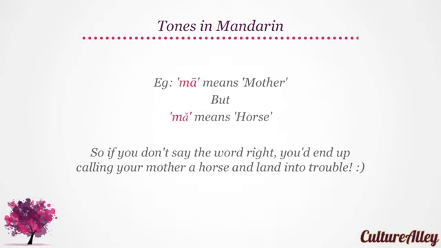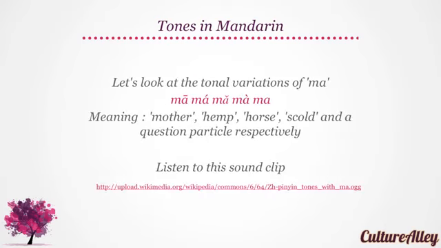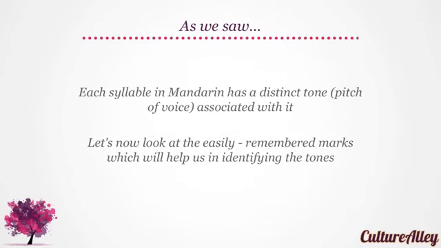Let's take an example. Ma means mother, but ma means horse. So, if you don't say the word right, you'd end up calling your mother a horse and land into big trouble. Let's take a look at the tonal variations of ma. Ma, ma, ma, ma, ma, meaning mother, hemp, horse, scold, and a question particle respectively.